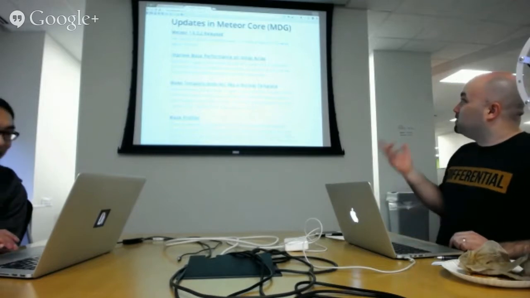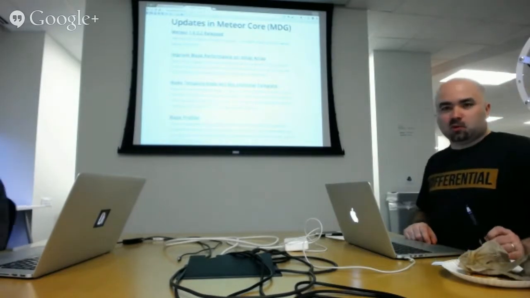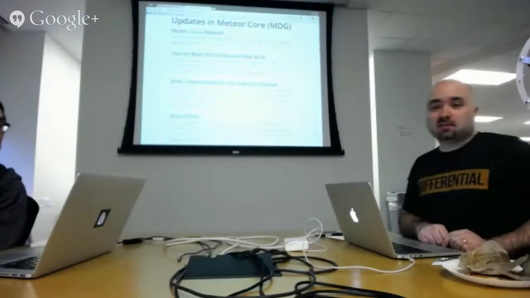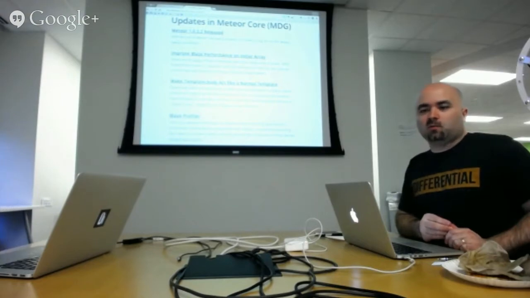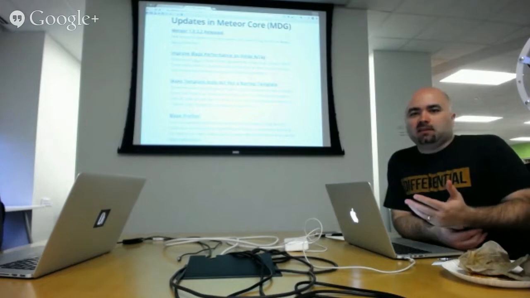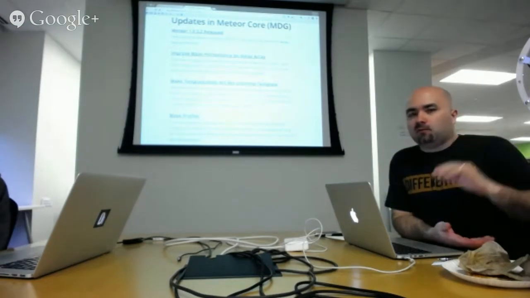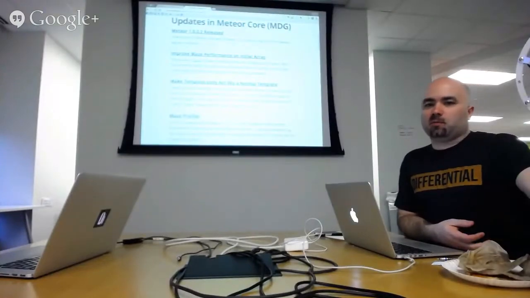So a new Meteor version was released. It just fixed a bug in the Meteor deploy command that I never hit, but somebody obviously did. There's also improved Blaze performance on initial array. There was a performance problem when it would render a list that was an empty list, and then all of a sudden it went to render a lot of rows at the same time. There was a performance bottleneck that got fixed with that.